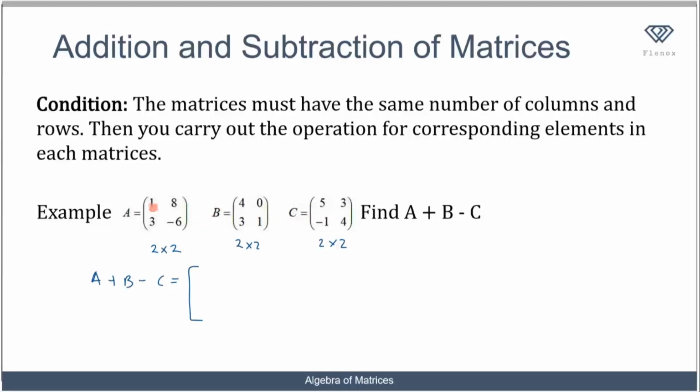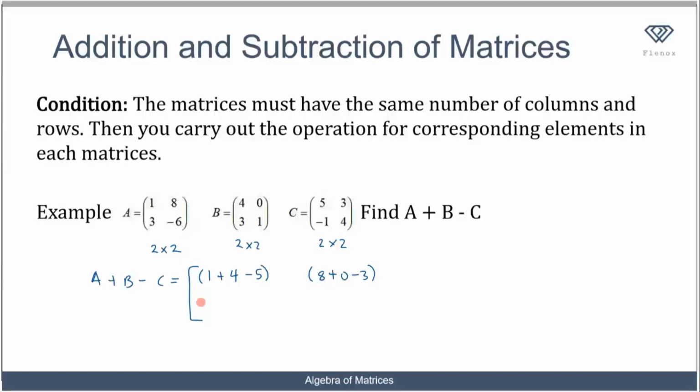For the first cell, in A it is represented by 1, in B it is 4, so plus 4, and we now have minus, and the first cell of C is 5, so minus 5. That will be what is in the first cell. In the second cell, you move to the next element. You have 8, plus B, which in this case is 0, plus 0, and minus C, which in this case is 3, minus 3.